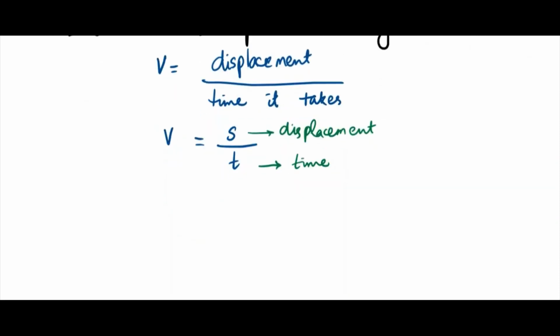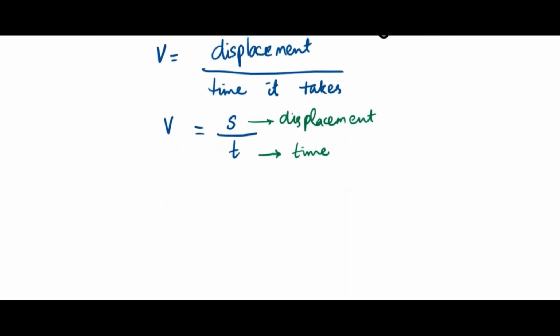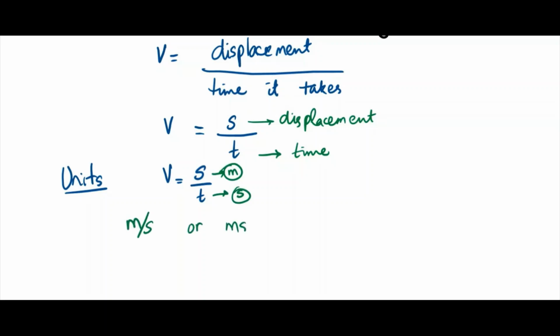And the unit for velocity is derived from this equation. Displacement is measured in meters and the time is measured in seconds. So again, the unit for velocity is meters per second, or ms-1, which is the same as speed.